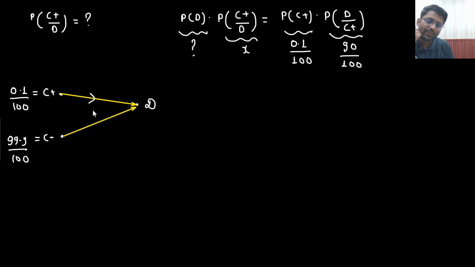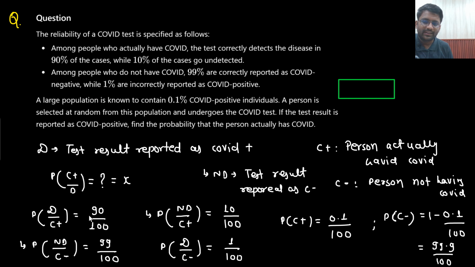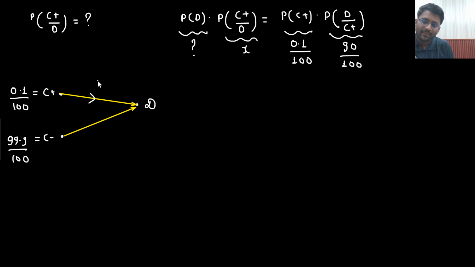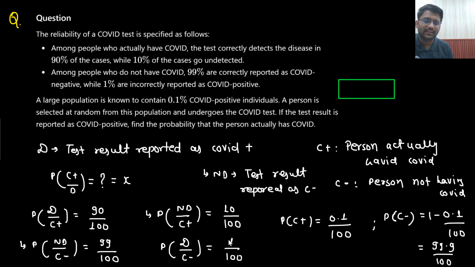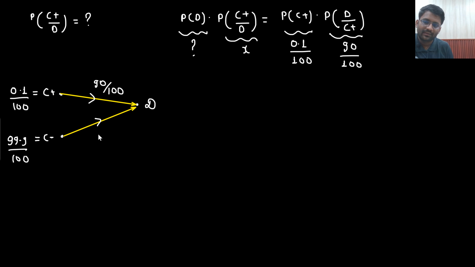And now sir, what is this probability? That you are having COVID positive and the report is saying that you are COVID positive, that is 90 by 100. And here you are not COVID positive, that means you are COVID negative, but the report is saying that you are having the disease, that is 1 by 100. That you are not COVID positive, but still they are saying that you are having the disease, that is 1 by 100. Is that understandable to you?